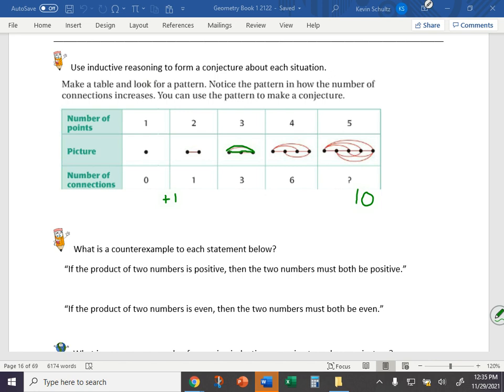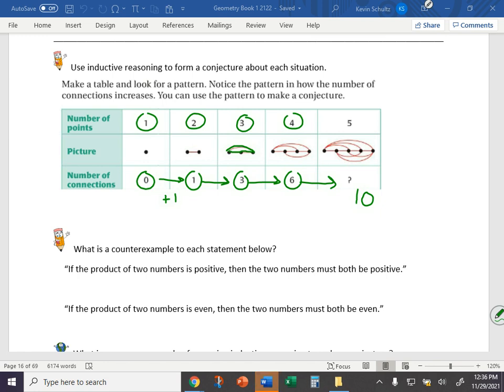So Joey's looking at the table vertically here. He's saying 1 plus 0 gives us this next 1. 2 plus 1 gives us the 3. 3 plus 3 gives us the 6. 4 plus 6 would give us the 10. Right? Is that where you're going? Yeah. Okay. Anyone else see something different?